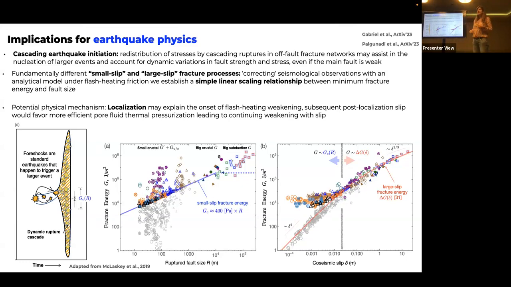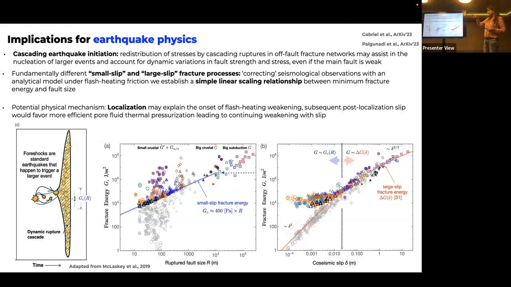There's a lot of discussion about fracture energy and what we may not see in terms of the physics that govern the whole energy budget of earthquakes. But we come up with one model that is correcting that, and it turns out that we can come up with a very simple linear scaling of the minimum fracture energy with ruptured fault size. And that really links to a break in scaling if we plot that against coseismic slip, where we have small earthquakes dominantly governed by a different kind of physics than large earthquakes.